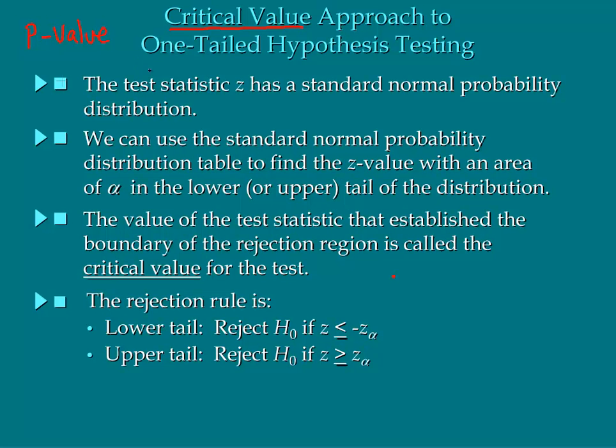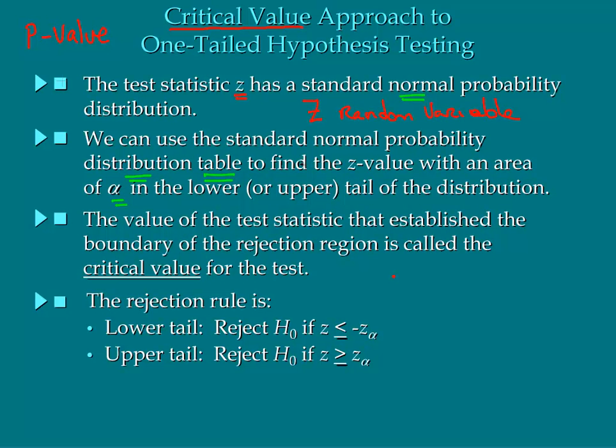Now, the test statistic Z has a standard normal probability distribution. So you would say it's a Z random variable. That's an important thing as we go forward. And again, just to emphasize one word here, normal. Now we can use the standard normal distribution table to find the Z value with an area of alpha in the lower or upper tail of the distribution. So essentially, we're going to use the probability tables a lot in this approach.